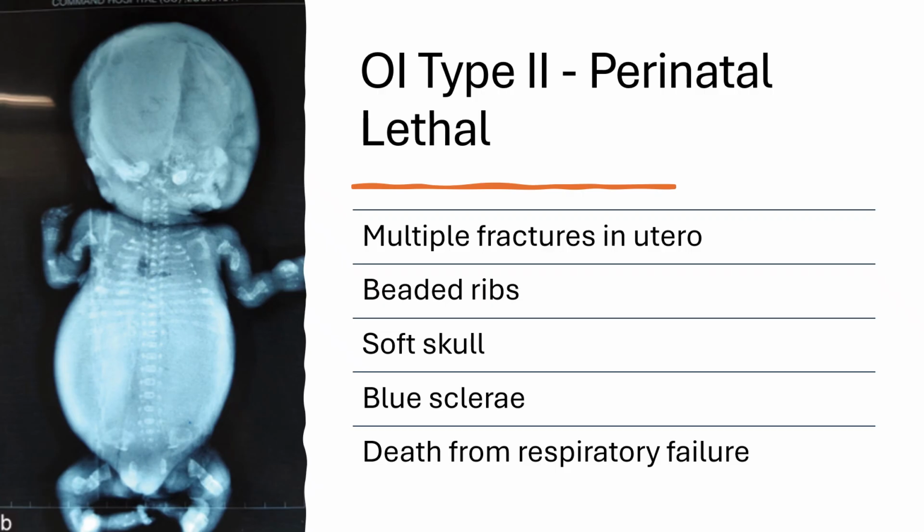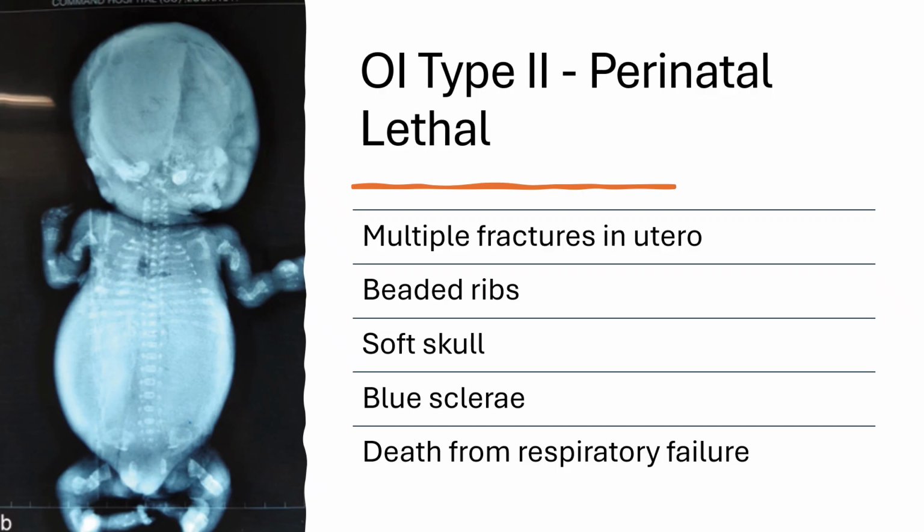Think about how a baby normally moves and kicks within the womb. These natural movements, which should strengthen developing bones, instead cause fractures when the skeletal structure is this severely compromised. The beaded ribs create a characteristic radiographic appearance, where the ribs look like strings of beads, rather than smooth, continuous bones. This deformity occurs because the repeated fractures and healing attempts create irregular, bumpy contours along the rib surfaces. These rib abnormalities contribute significantly to the respiratory problems because they cannot provide adequate support for lung expansion.